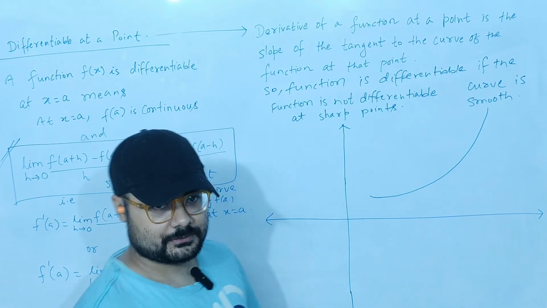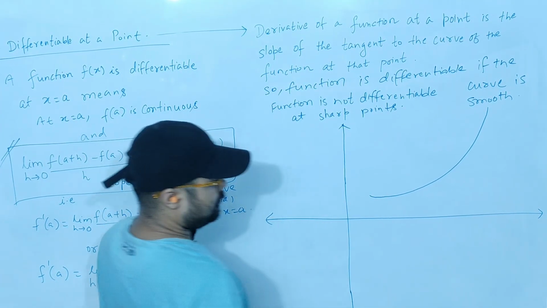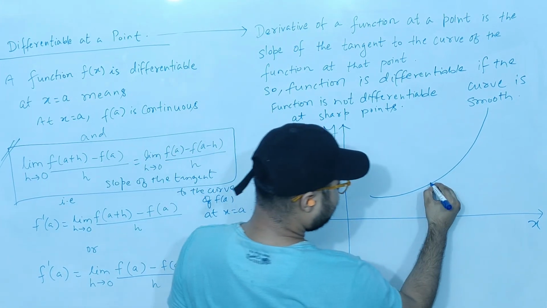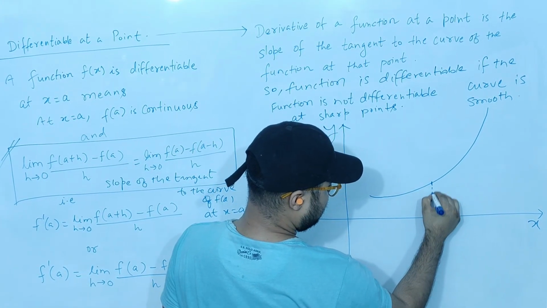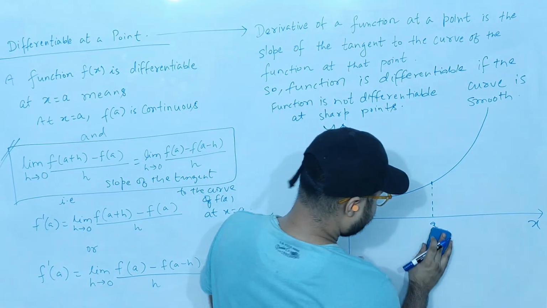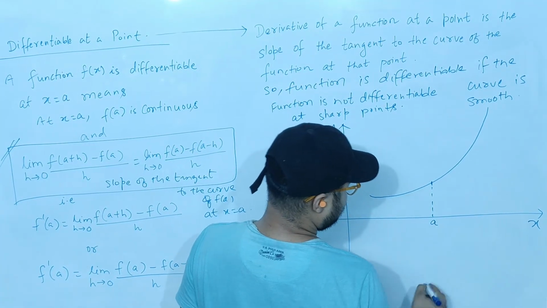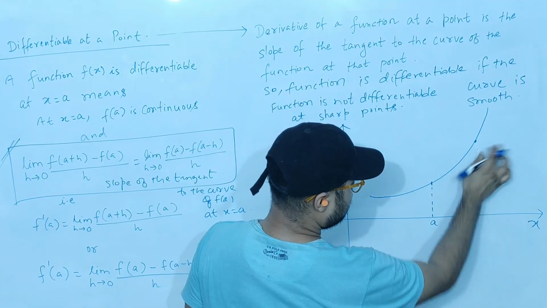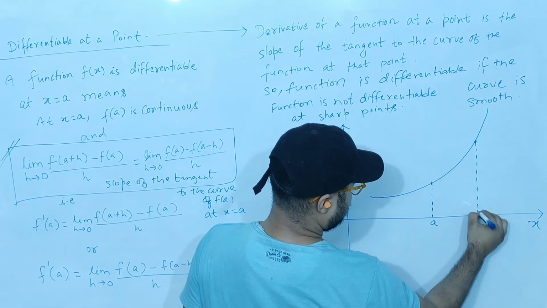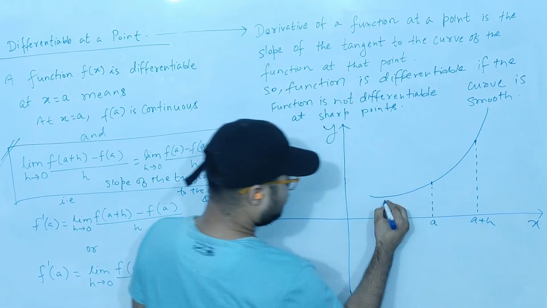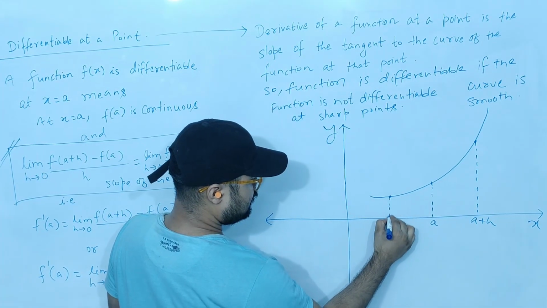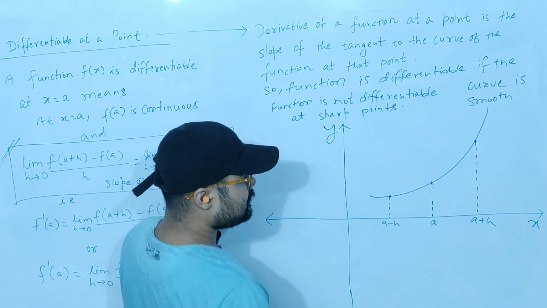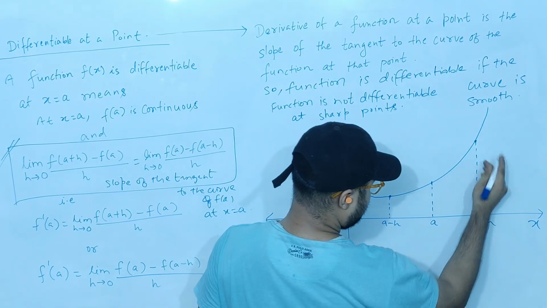Let's take this function. So this is your x-axis, this is your y. Now, if you look at this point a, and this is another point, a plus h, and this is another point, a minus h. Then what is the rate of change?